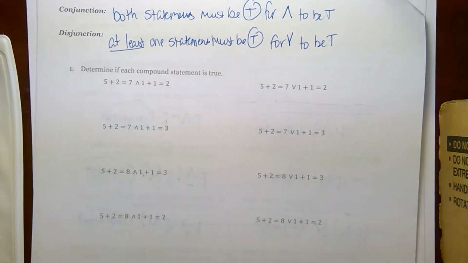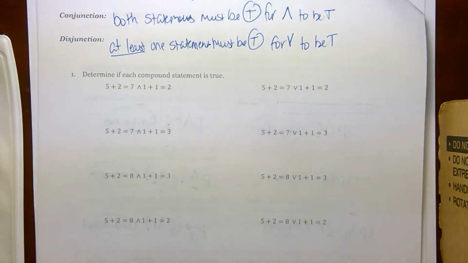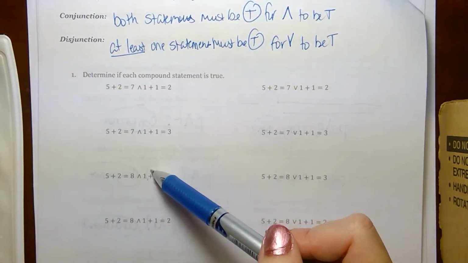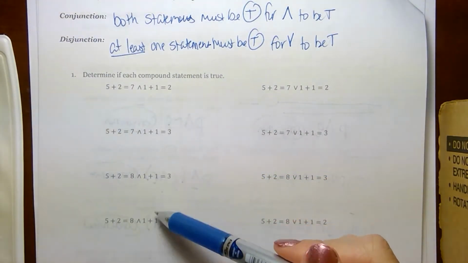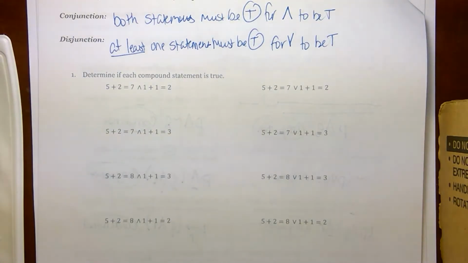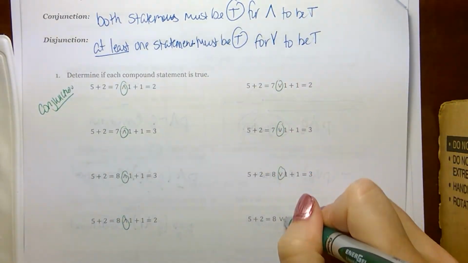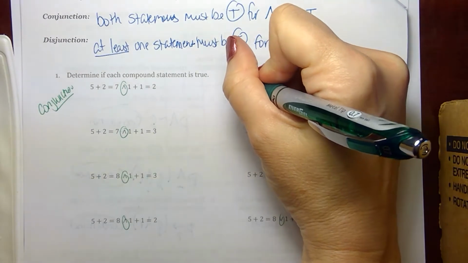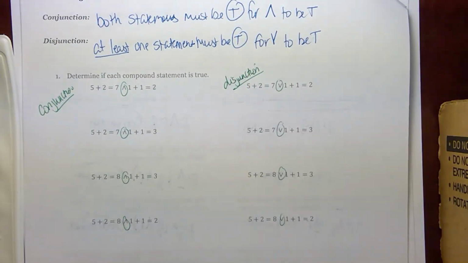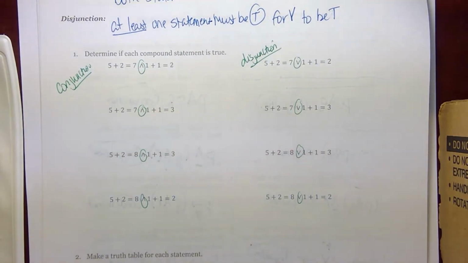Okay, we have 2 columns of math problems. 2 columns, 4 rows in each column. So we have 8 different situations where I have math problems. If you look down the first column, what type of compound is each of these in the first column? Well, each of these in the first column is a conjunction. What about my second column? Well, each of these is a disjunction. It says to determine if each compound statement is true.